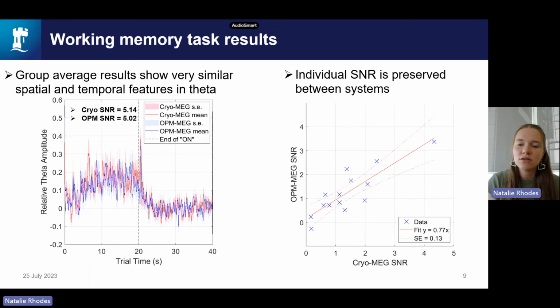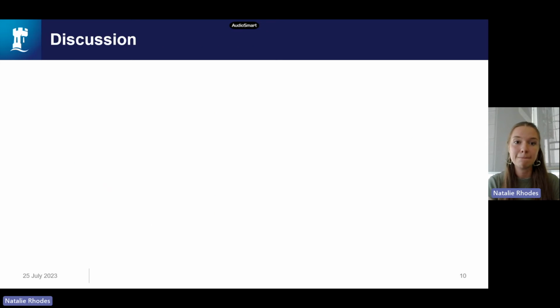Then we decided, okay, if we're measuring the exact same signals, those who have a strong theta response in the cryogenic MEG should also have a strong theta response in the OPM-MEG. So we compared on an individual level, fit a linear response to it, and confirmed that the individual signal to noise is preserved between our cryogenic MEG signal and our OPM-MEG signal. So we are measuring these same signals with the 2 MEG systems.